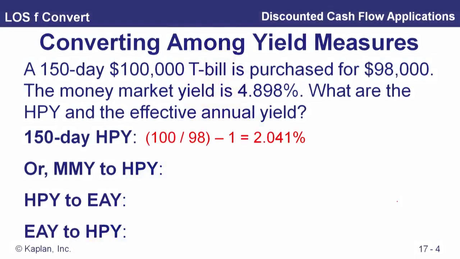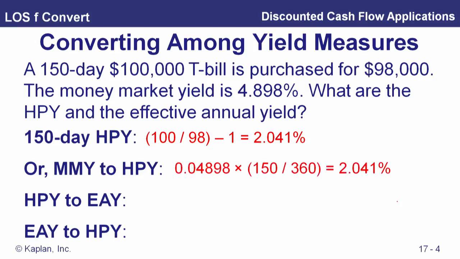So the first part of that's right here. We've got ending over beginning value minus 1. So the holding period yield is 2.041%. Now, we could also look at it this way. We could take that money market yield and we could unannualize it. We annualized it by multiplying the holding period yield, 2.041%, by 360 over 150, that's simple annualization, to get the money market yield. So if we unannualize that, we get back to 2.041.